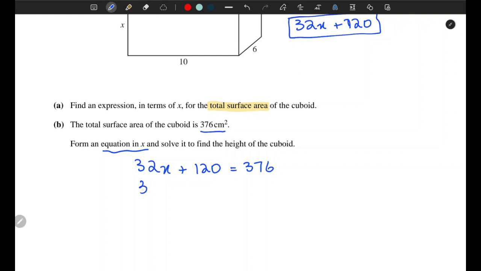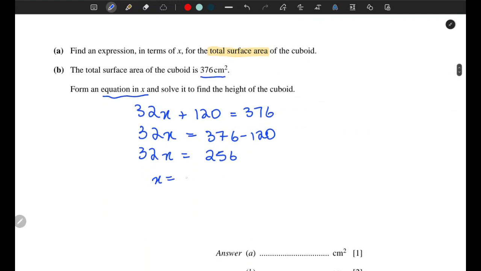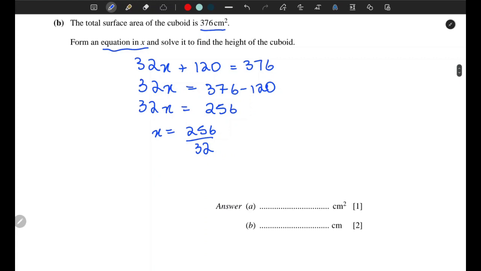Okay, so we need to isolate x. So 32x is equal to 376 minus 120, this becomes 256, and then x is equal to 256 over 32, which should be equal to 8. And so that is our final answer.